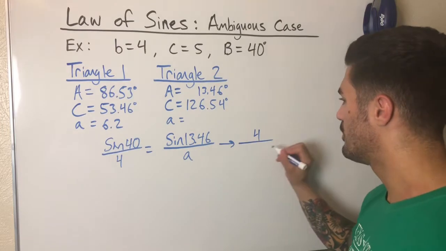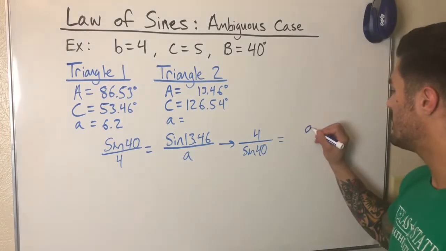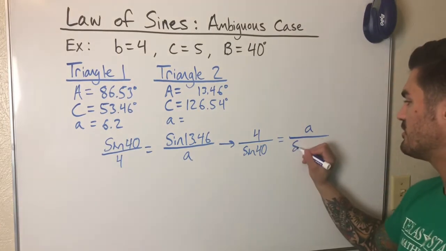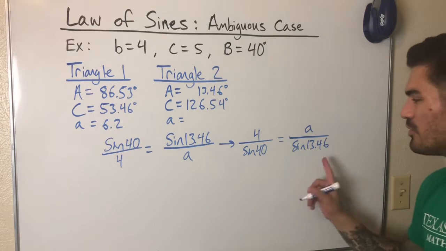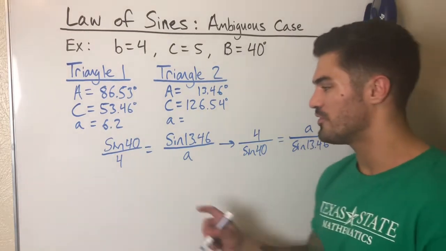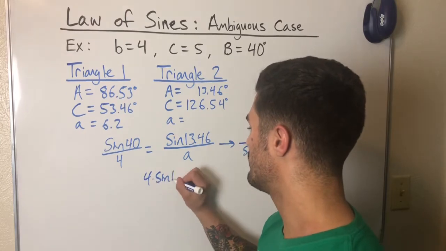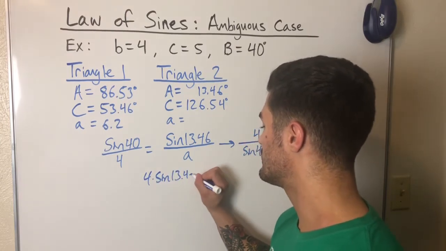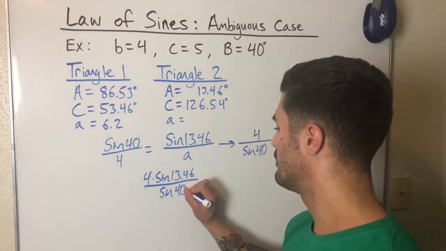So 4 over sine of 40 equals A over sine of 13.46. Now I can multiply both sides by sine of 13.46. 4 times sine of 13.46 over sine of 40.